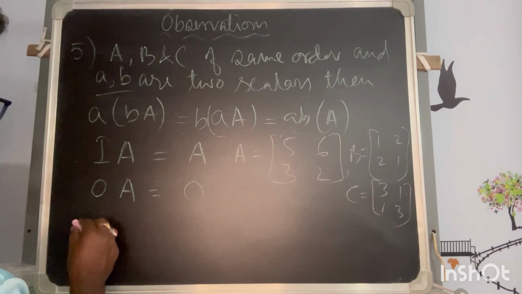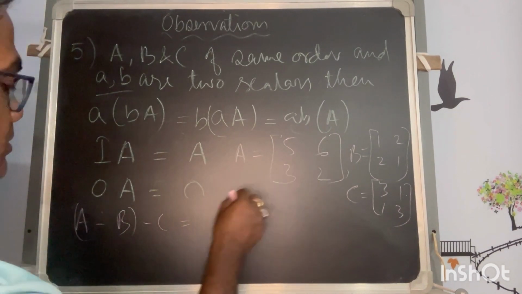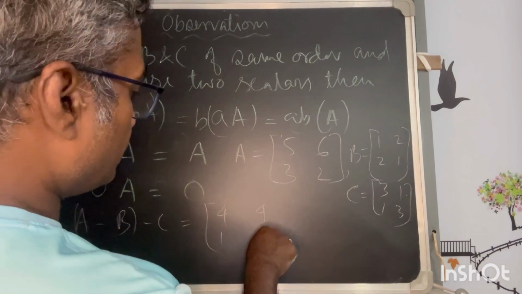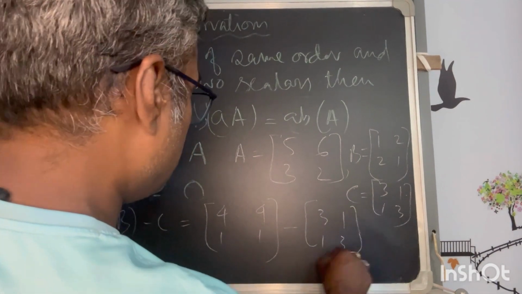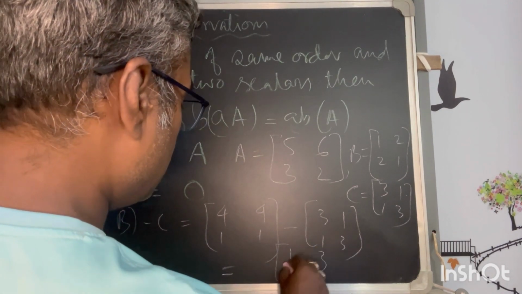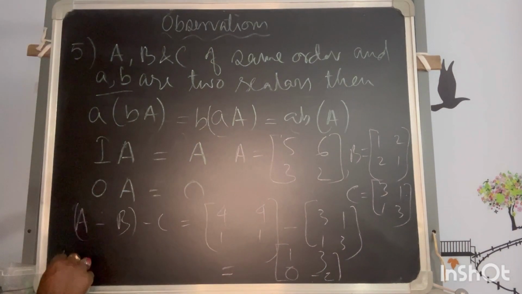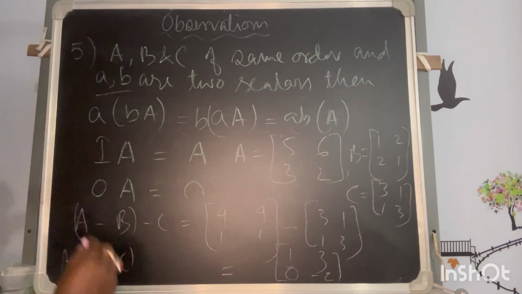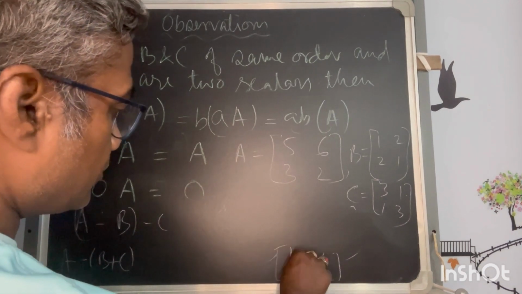Let me check whether it is associative or not. We'll do a minus b first, then subtract c. So a minus b, as I got, is 4 4 1 1. Then I will subtract c, that means 3 1 1 3. If you subtract, this will give you 1, 3, 0 and minus 2. So remember this. Now we'll do a minus of b plus c, because this minus is being added.